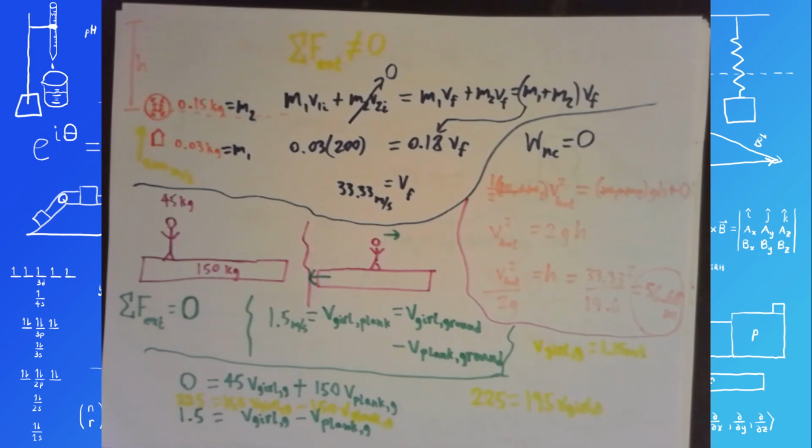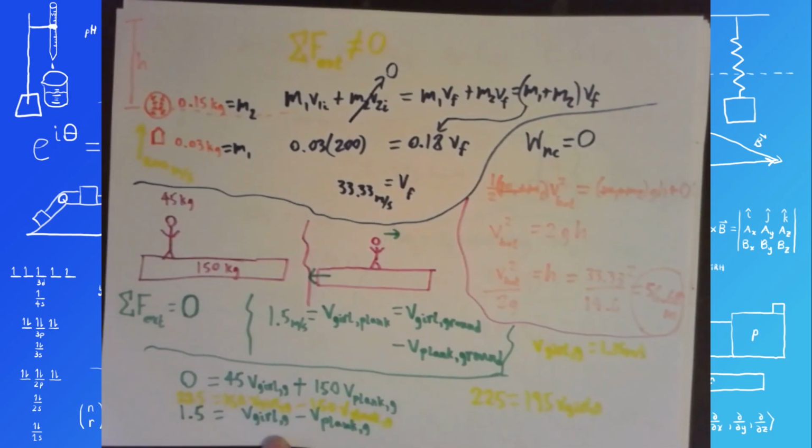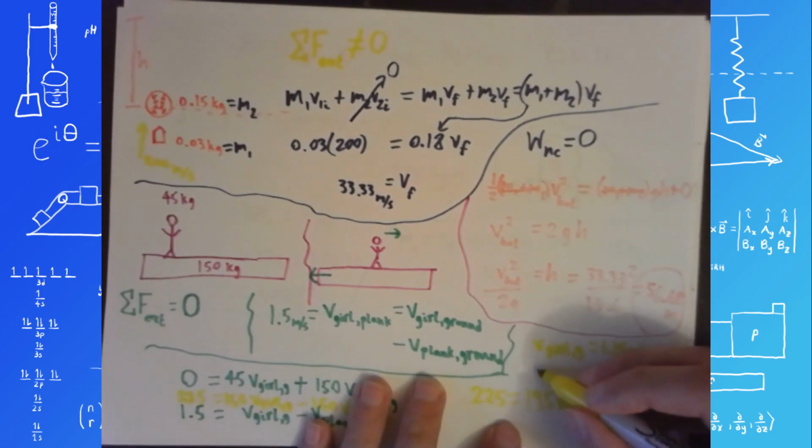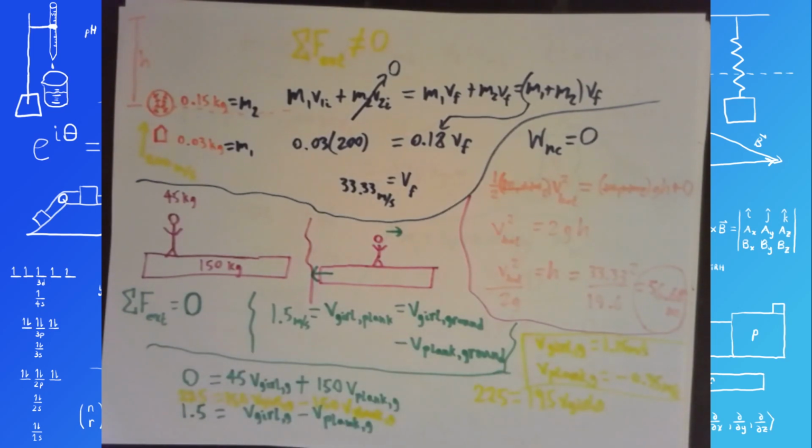So yeah, we can go ahead and plug in this result over here, and what will that give us? 1.5 equals 1.15 minus v plank. 1.5 minus 1.15 would be 0.35, so negative 0.35. v plank relative to the ground is negative 0.35 meters per second. And there we go. That's a momentum problem involving relative velocity.